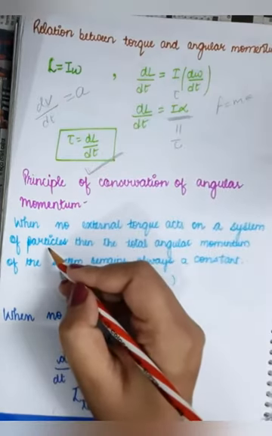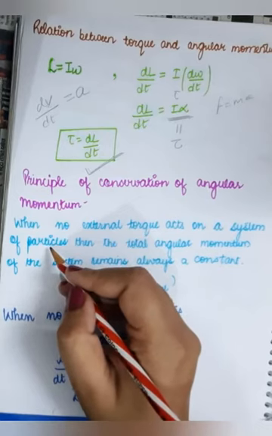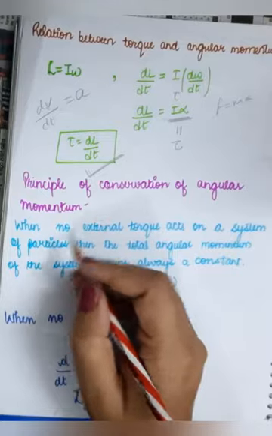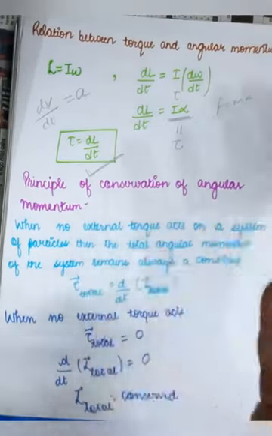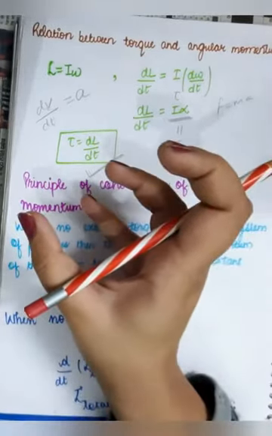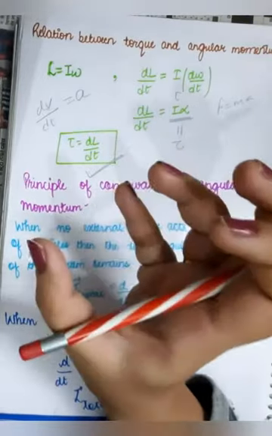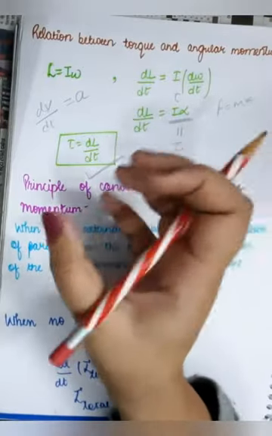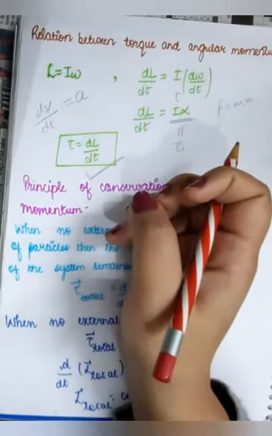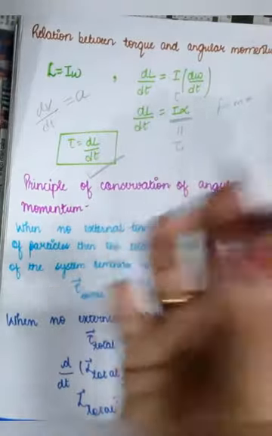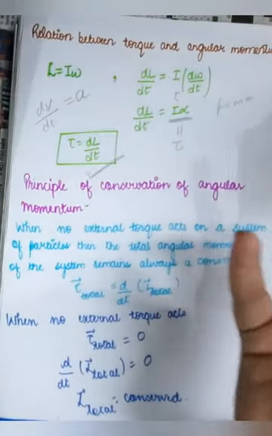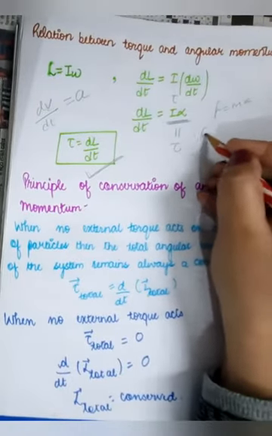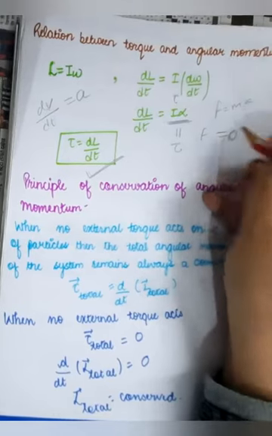After that, we are going to read a very important law, the principle of conservation of angular momentum. What does it say? We have studied the principle of conservation of linear momentum. In that, we had studied that if there is some object, some body, some system, and there is no external force acting on that system, then F external is written as 0.